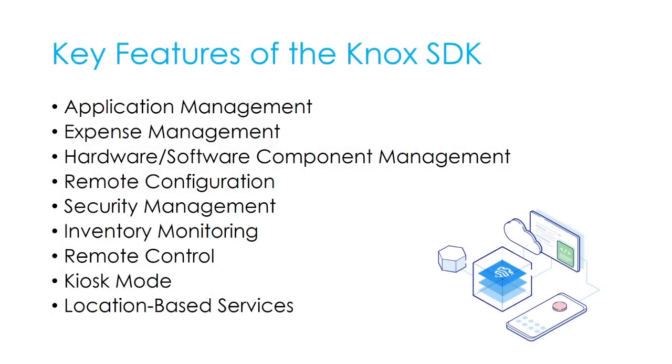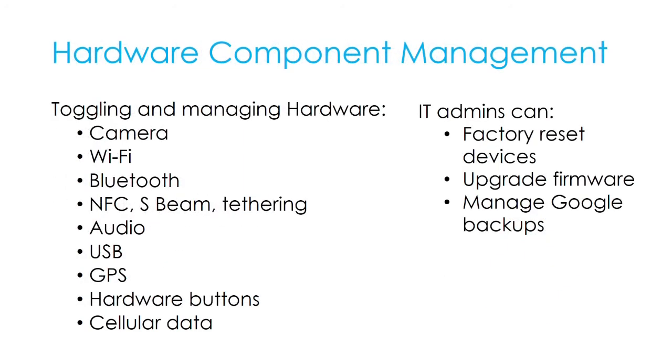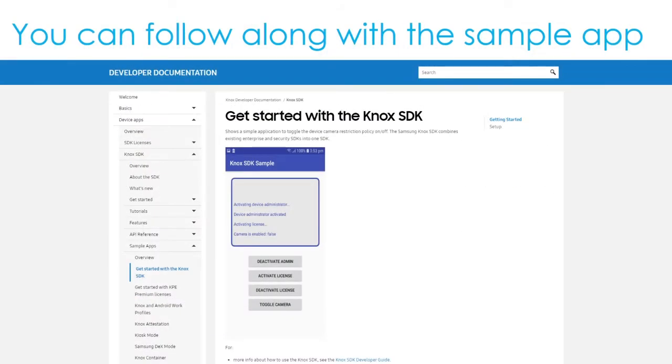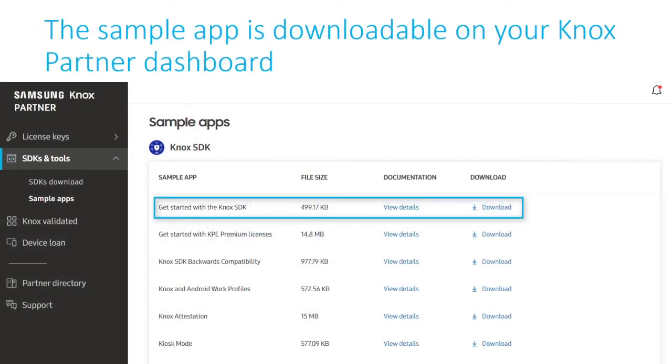These are some of the key features of the Knox SDK. We will be focusing on the hardware management features. The Knox SDK can toggle and manage almost every hardware feature of supported Samsung devices. In this example, we will show you how to enable and disable the camera. The sample app we will be using is available in the developer documentation and is called Get Started with the Knox SDK. You can download the file from your Knox partner dashboard.